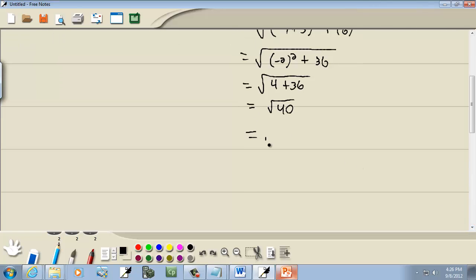Now 40 we can break down. That's 2, 4, 8, 40. So 2 times 2 times 2 times 5. Remember, with square roots we're looking for pairs of something. In this case we have a pair of 2's. So that pair of 2's is going to come out in front as a single 2. And we're left with a 2 times 5 inside, which gives us 10. So we'd have 2 square root of 10 for our answer.